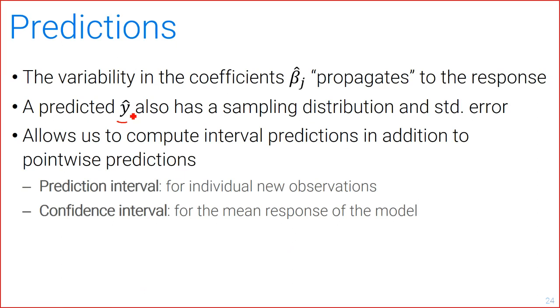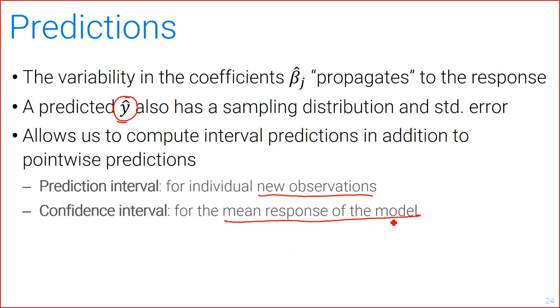And so this allows us to compute interval predictions in addition to point-wise predictions. So not only say that our estimation for that one specific data point is going to be this one, but this one plus minus a certain interval. Let's talk about two kinds of intervals: prediction intervals and confidence intervals. Prediction intervals are intervals about new observations, so they pertain to individual observations, while confidence intervals pertain to the mean response of the model.